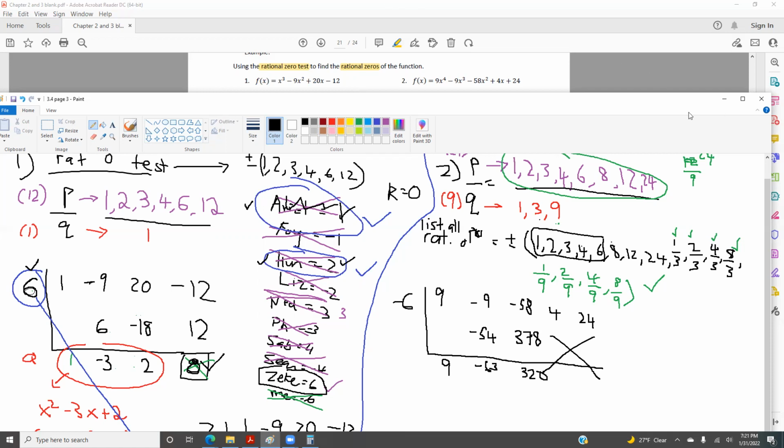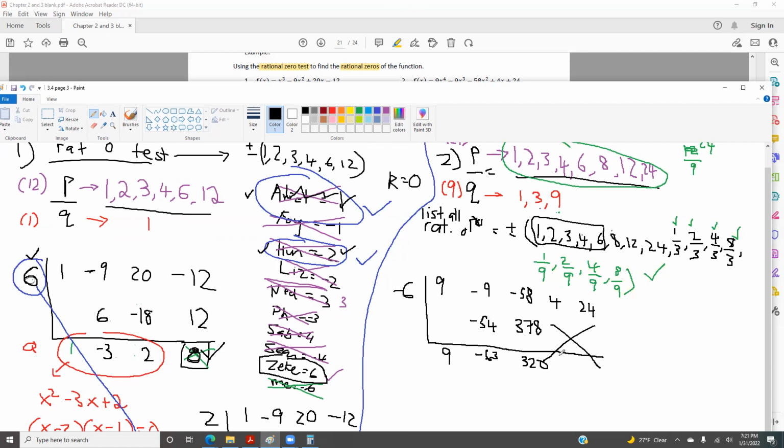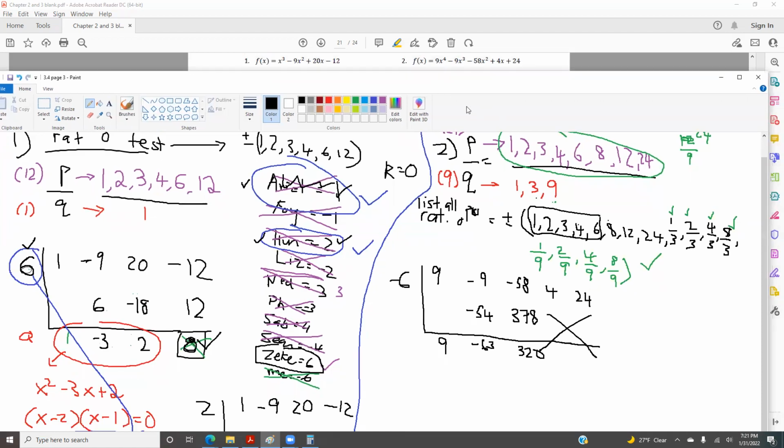I know -6 doesn't work. I do not need to continue working it out because the number that I get here is extremely big, and the number that you try to prove here is 24, which is a very small number. So that's the reason why I know that it won't work. So 6 will not work. -6 won't work for me.